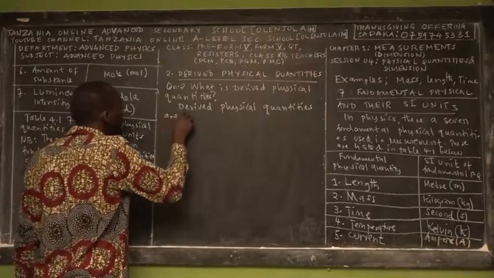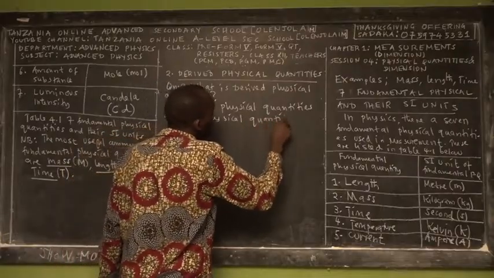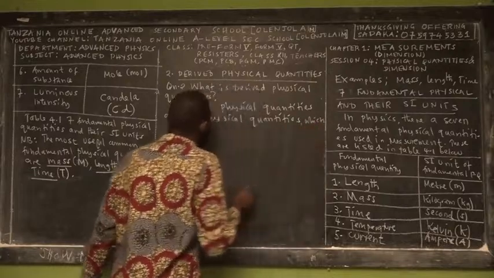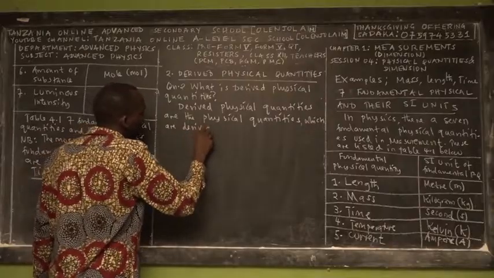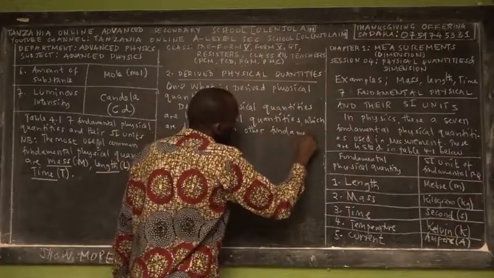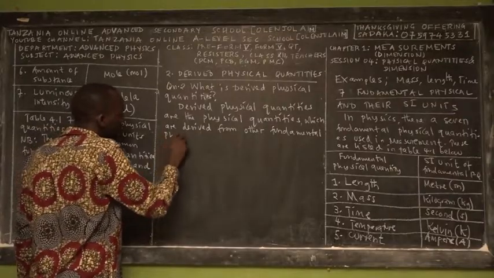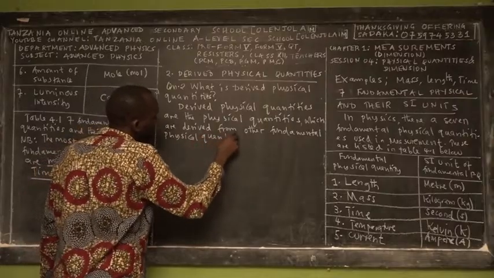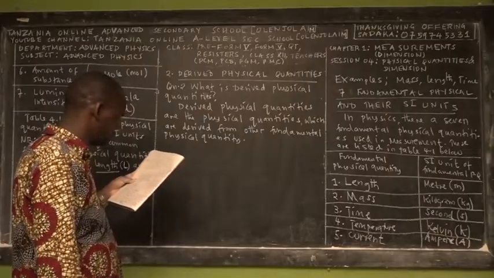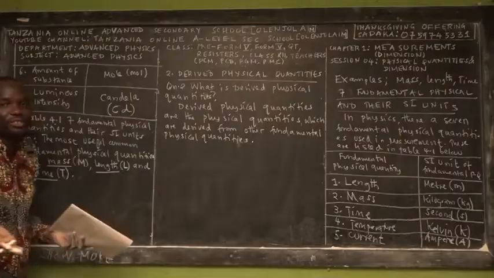are the physical quantities which are derived from other fundamental physical quantities. Okay, that's the definition of derived physical quantities.